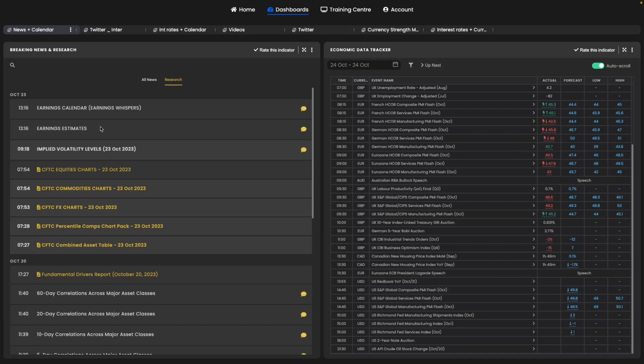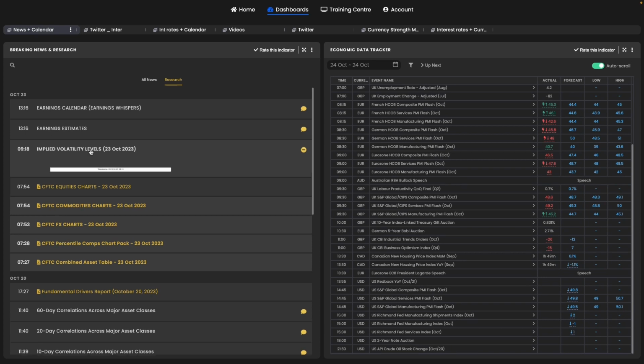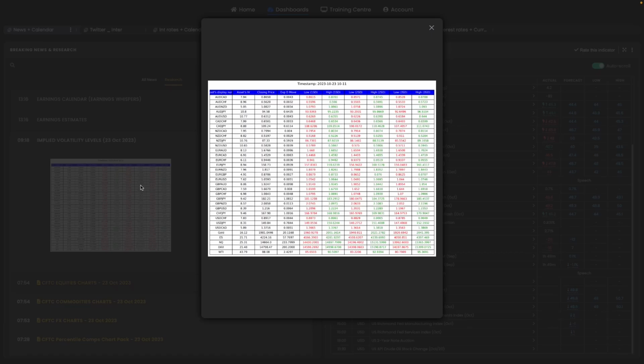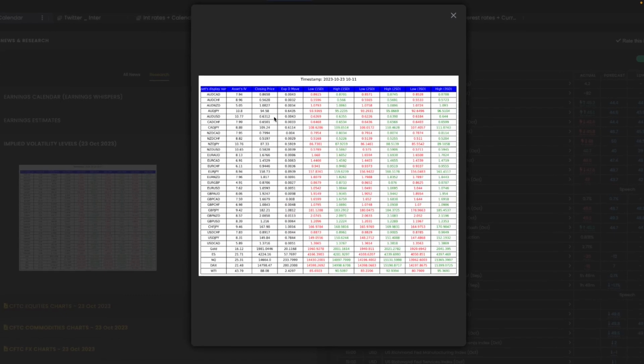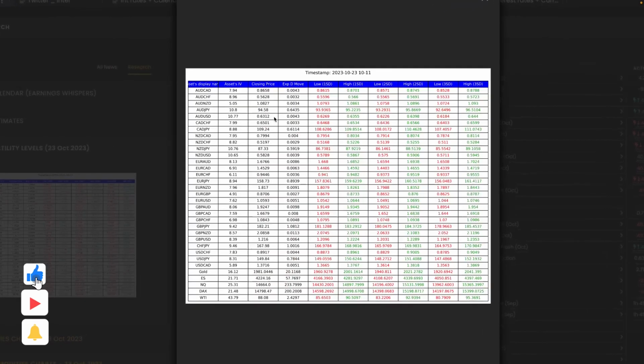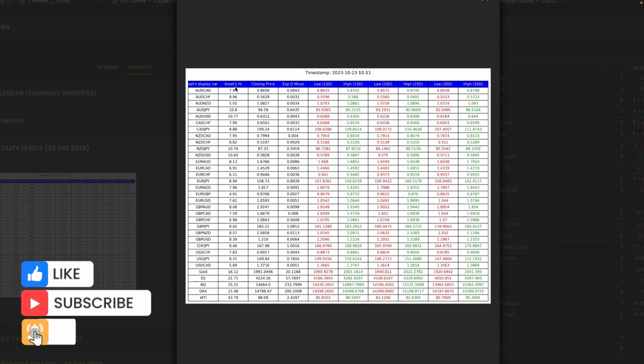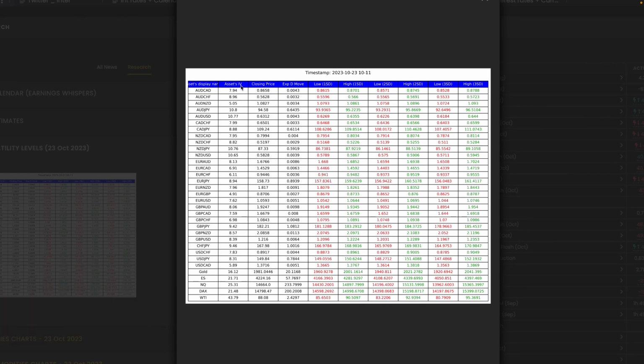If you take a look at the breaking news and research section on the terminal, you'll see these implied volatility levels. If you just open up that tab, you will see this chart here detailing a number of different instruments. And alongside those instruments, you have the asset's implied volatility. That's what that IV stands for.